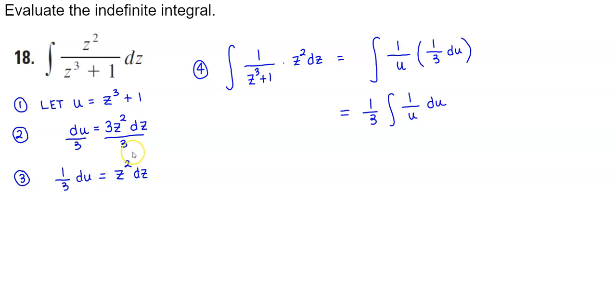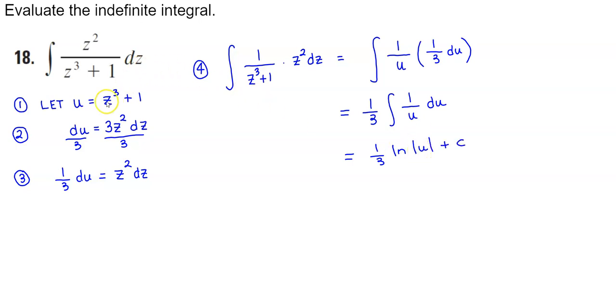Okay. Now at this point, we need to recognize that this is a derivative. In this case, the antiderivative of 1 over u is going to be the natural log of the absolute value of u. So you want to make sure that you have those particular antiderivatives known. So this is going to be 1/3 times the natural log of the absolute value of u plus c.